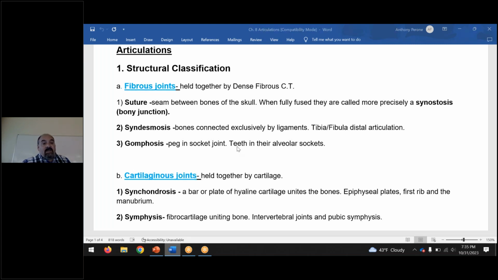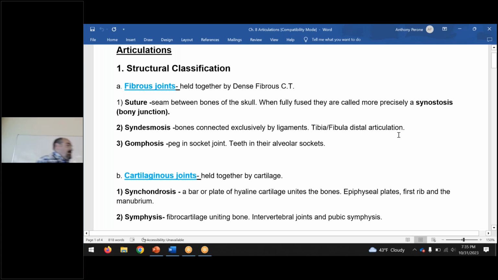Syndesmosis. So bones connected exclusively by ligaments. So the tibia and the fibula, that distal articulation. The distal articulation would be at the lateral malleolus. Understood? So that would be the distal articulation, tibia, fibula, syndesmosis. That's an example of, okay?